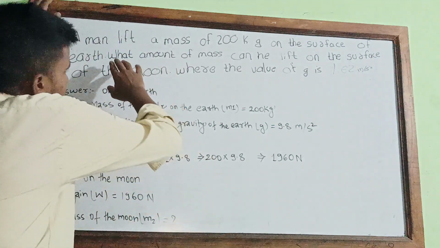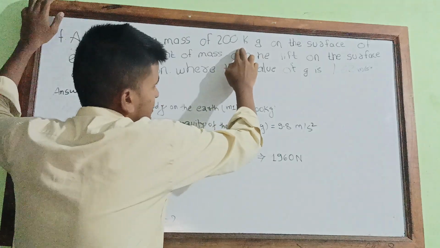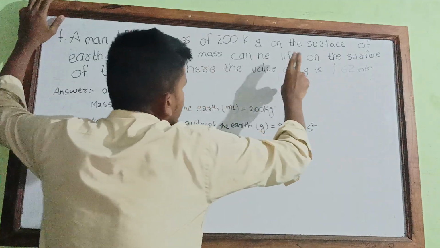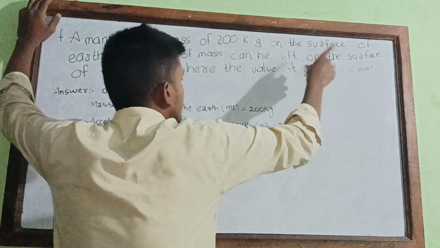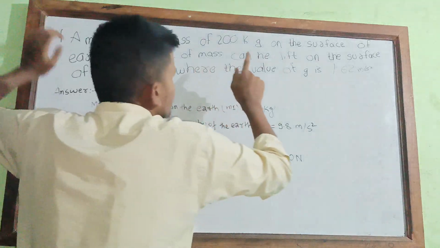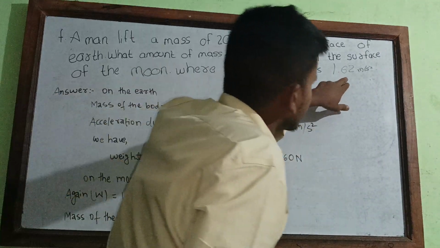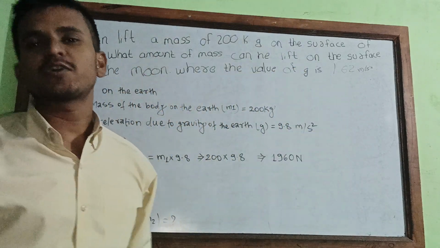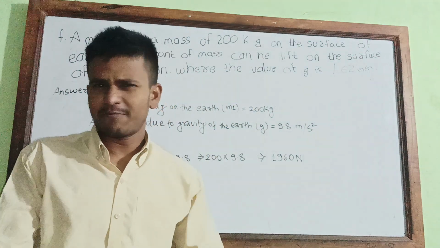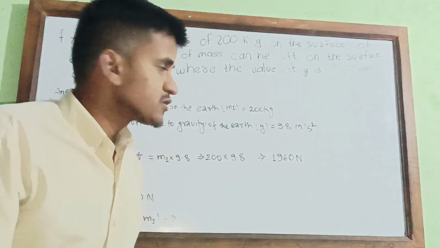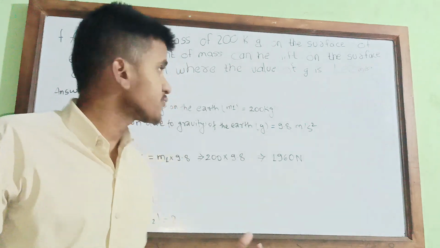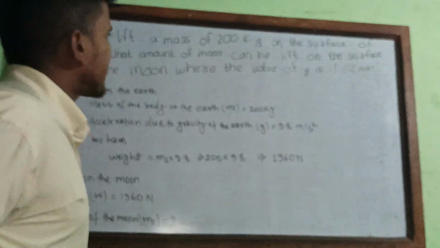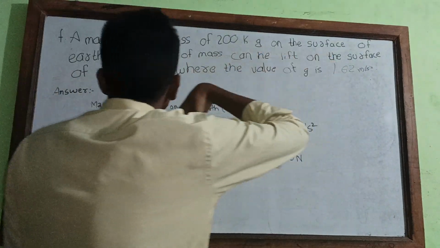See here, a man lifts a mass of 200 kg on the surface of the earth. What amount of mass can be lifted on the surface of the moon, where the value of g is 1.62 meter per second square? So from the question it is clear that a man can lift a mass of 200 kg on the surface of the earth.